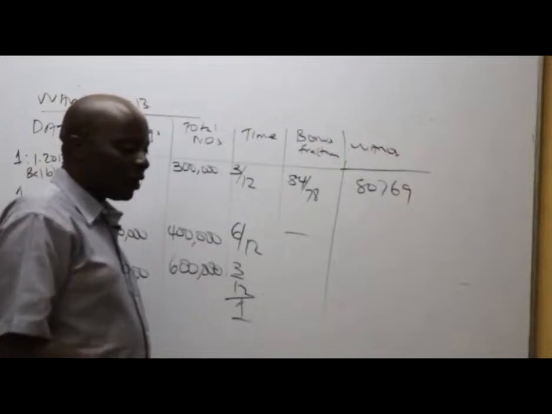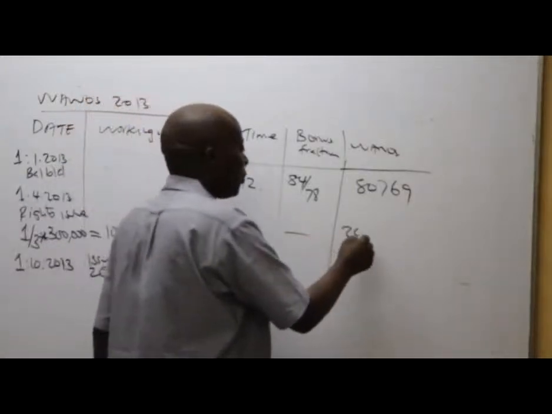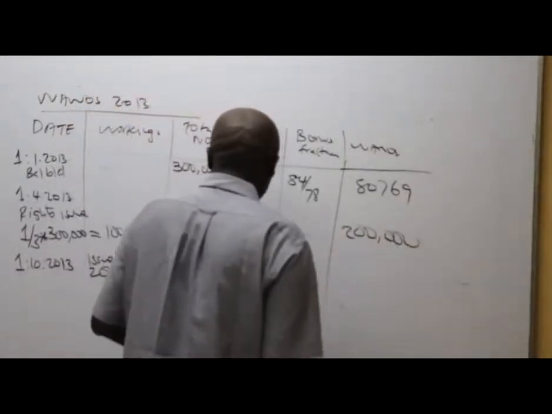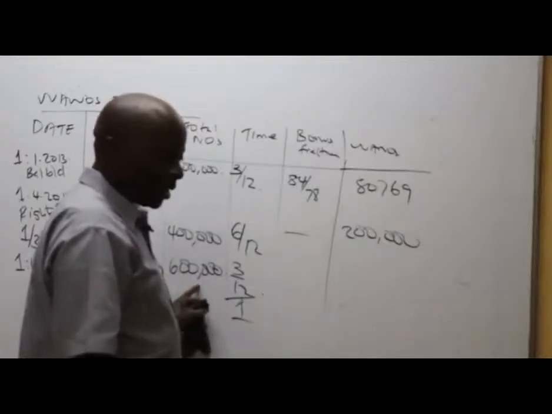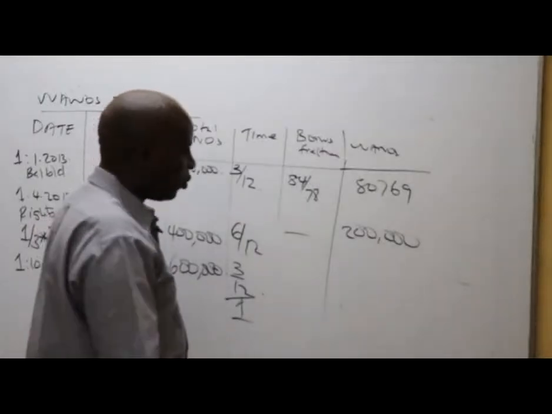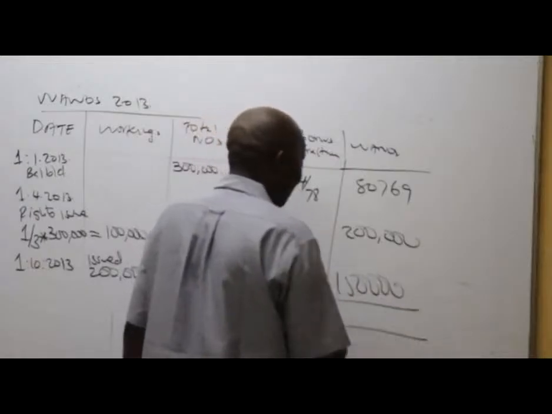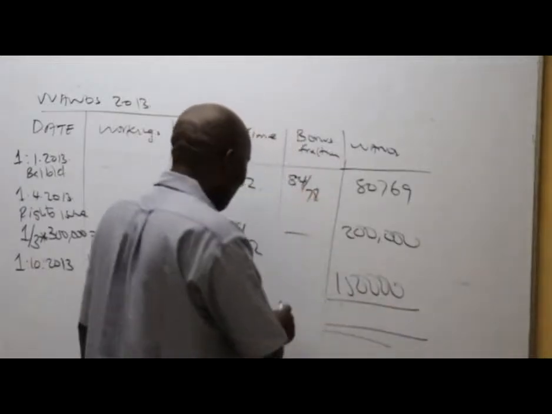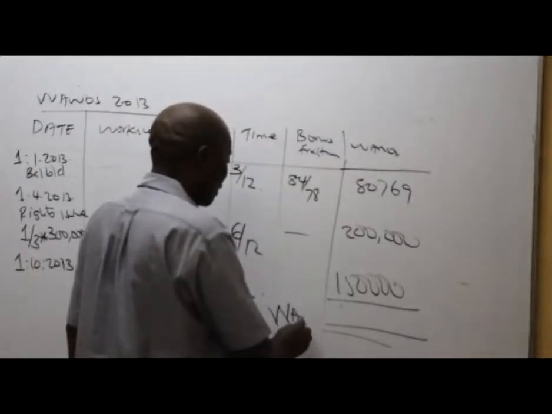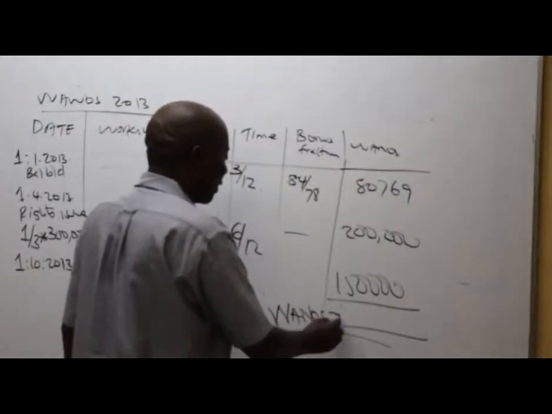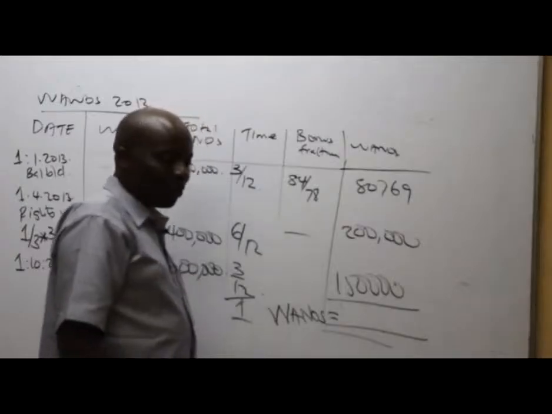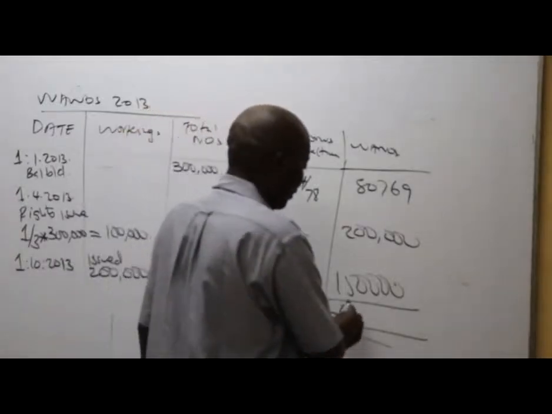400,000 times 6 over 12 gives me 200,000. Thank you very much. And then now we have the last one, 600,000 times 3 over 12, which gives me 150,000. Therefore, the total one-nos, how much will the total one-nos be? 430,769.